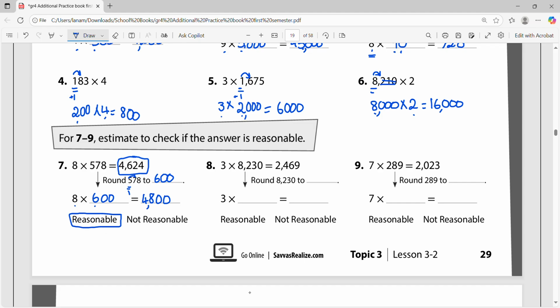Now, let's do number 8. I have 8,230. They are telling you that the answer is 2,469. Is it reasonable? Let's see. Let's round this to the nearest thousand. I have 2 here, so I will let it rest. I'm not going to change it. And we'll change the numbers to zeros. So 8,000. Now 3 times 8 equals 24. And here we have the zeros. So I have 24,000. Is it close? I have 2,469. So is it reasonable? No, it's not.